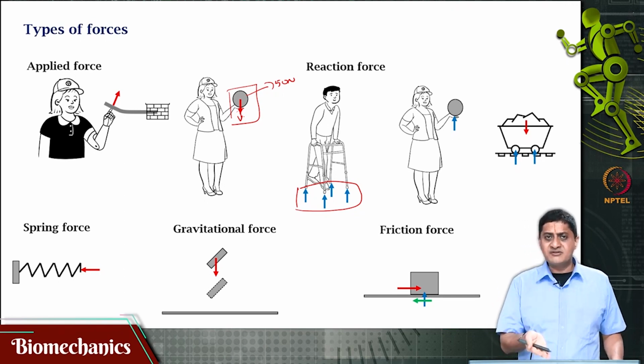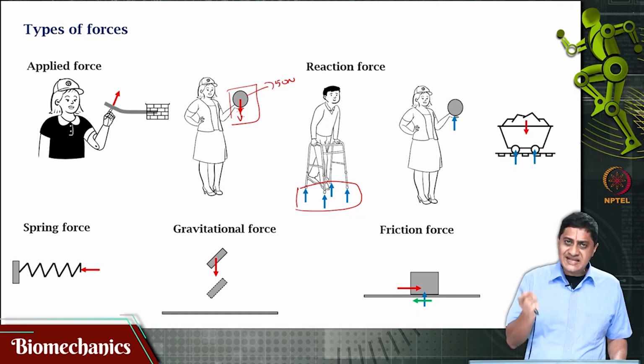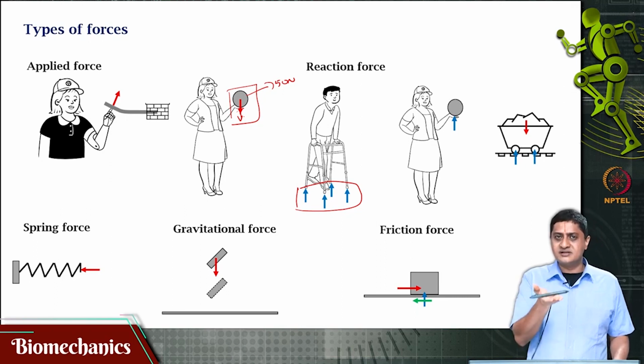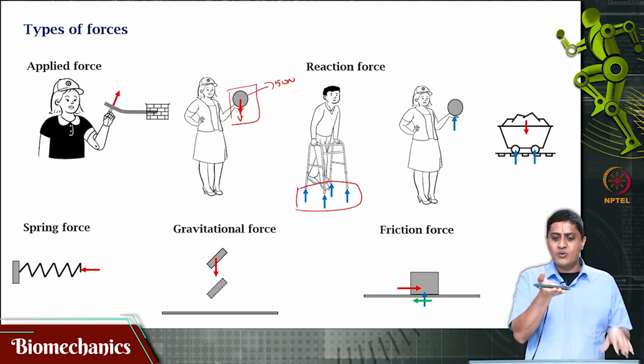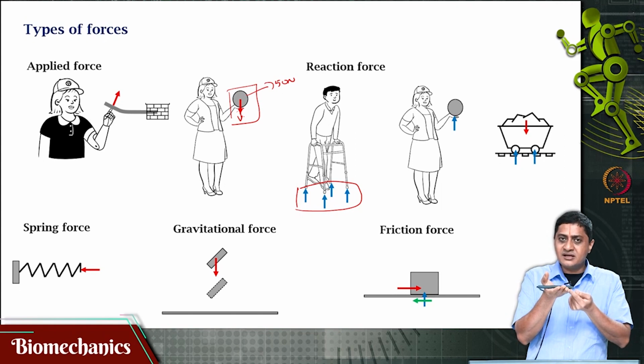But the ball itself is not accelerating downwards. Acceleration due to gravity is acting on it, but the ball is not accelerating downwards. Why is that? Because someone is holding it, like I am now holding this pen. Why is the pen not going down? Because I am holding it with my hand. That means I am applying an equal and opposite force on this pen so that it does not accelerate.